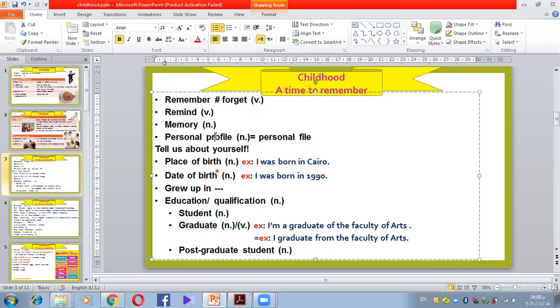Personal profile. What is meant by personal profile? It means the personal file. It talks about you as a person. Your name, your address, your email. For example, your hobbies, your interests, your education. So this is called personal profile.